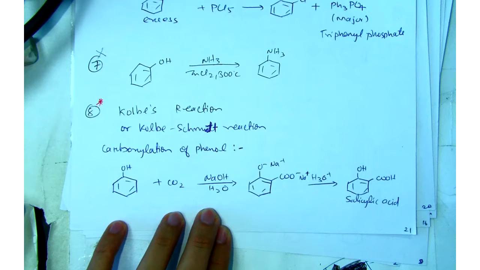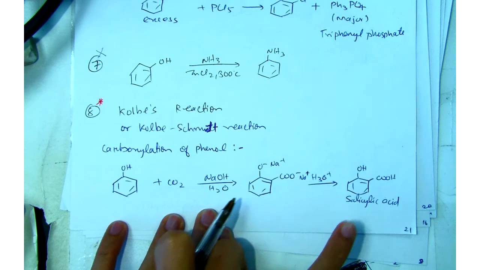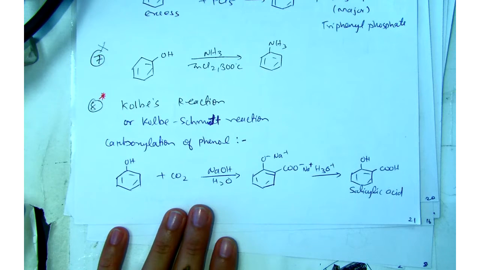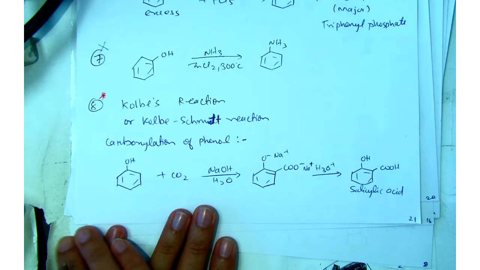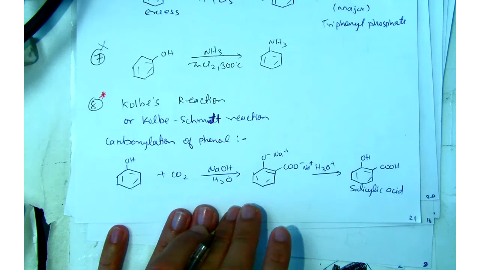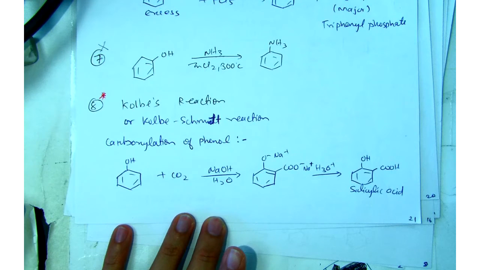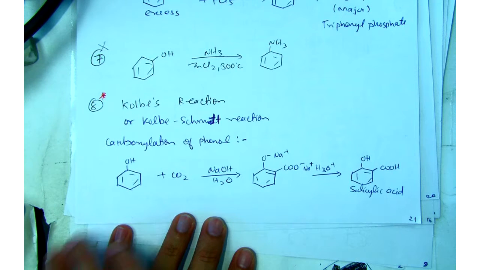Right, so this is called salicylic acid, with COOH and OH ortho to each other, and so you can say this is like the reverse of decarboxylation. This is called carboxylation. Okay, so how this works, you know the mechanism.